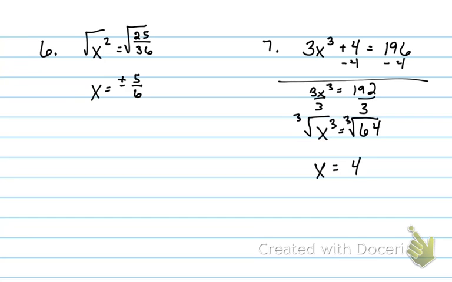Now, my answer is not positive and negative when it's the cubed root, because a negative times itself 3 times would be a negative answer, which does not line up. So it's only positive negative when it's the square root. So don't do that when it's cubed root. Okay, all right, next question.